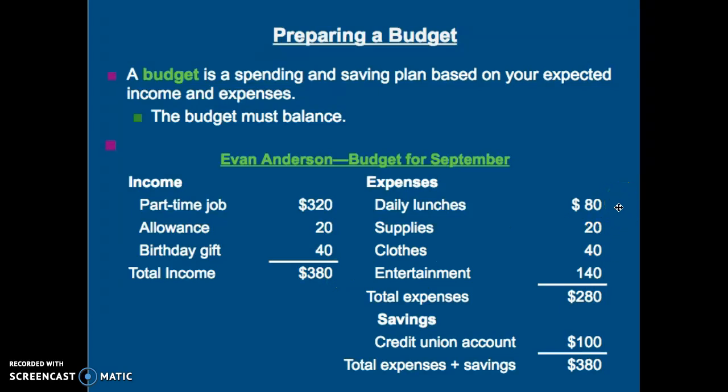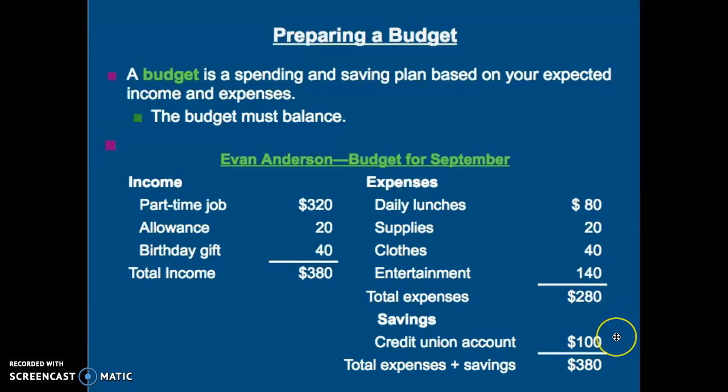If we move over to his expenses, he has daily lunches, supplies, clothes, and entertainment. And we're thinking that Evan is a high school student or maybe a first-year college student, because an adult living independently would have a lot more on this list in expenses. But in Evan's total of 4, that comes to a total of $280.